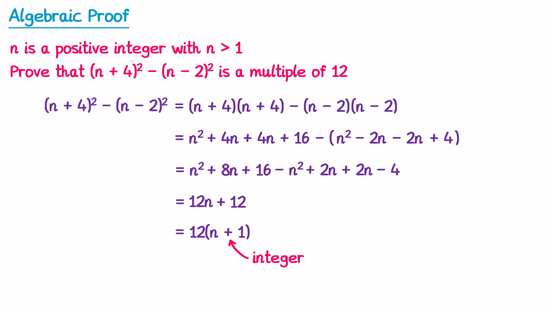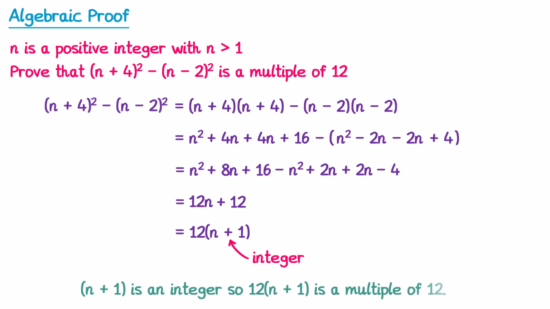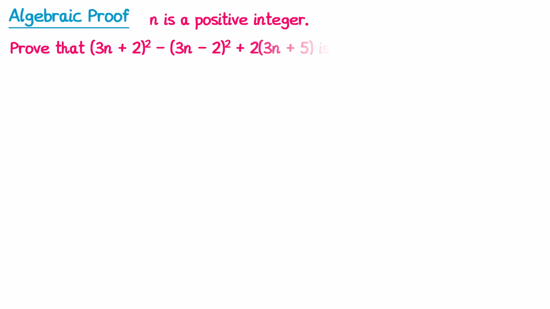So we can finish this proof by writing down a sentence. n plus 1 is an integer, so 12 lots of n plus 1 must be a multiple of 12. Let's try another example a bit like this one. So once again we have n being a positive integer, but this time we're going to prove that this is a multiple of 10.